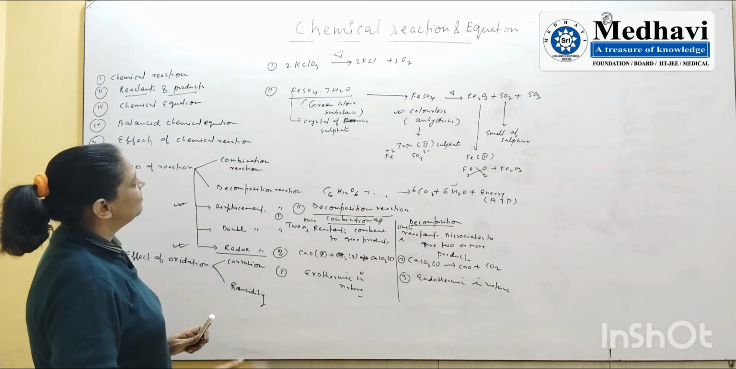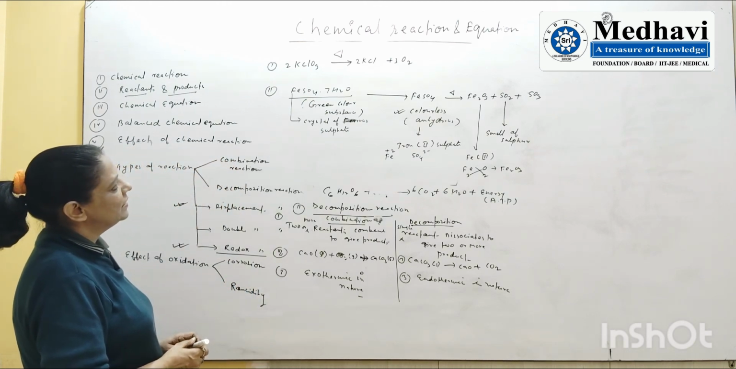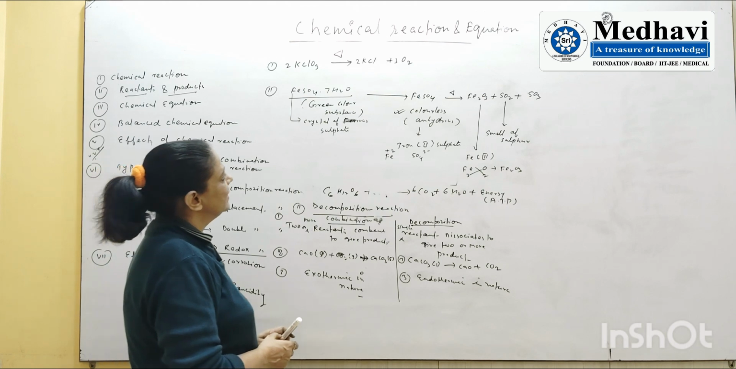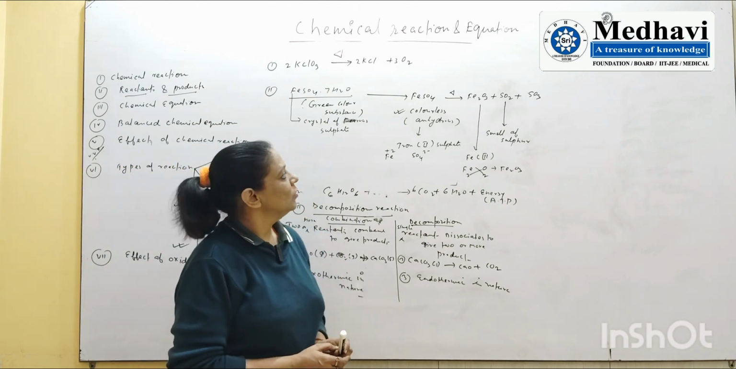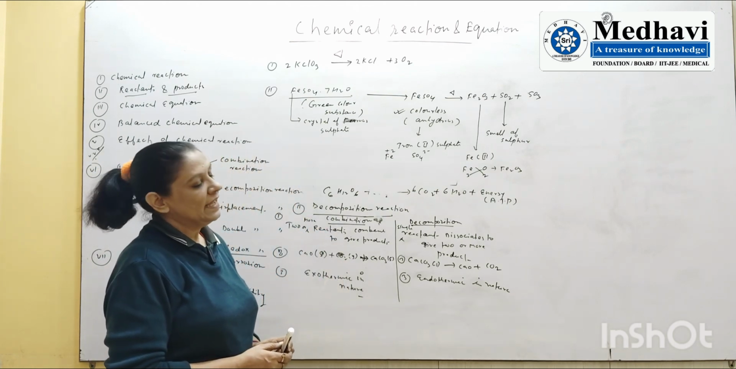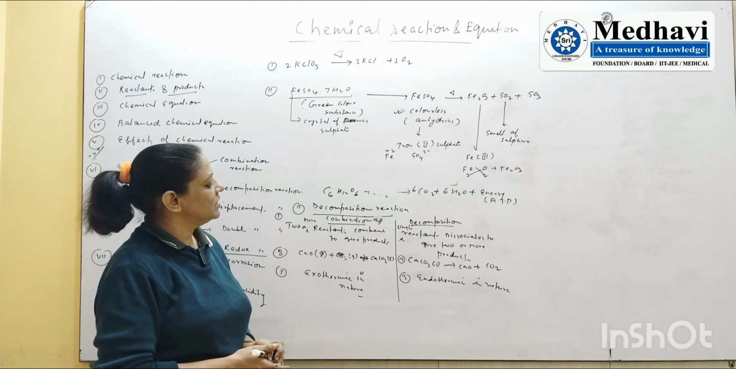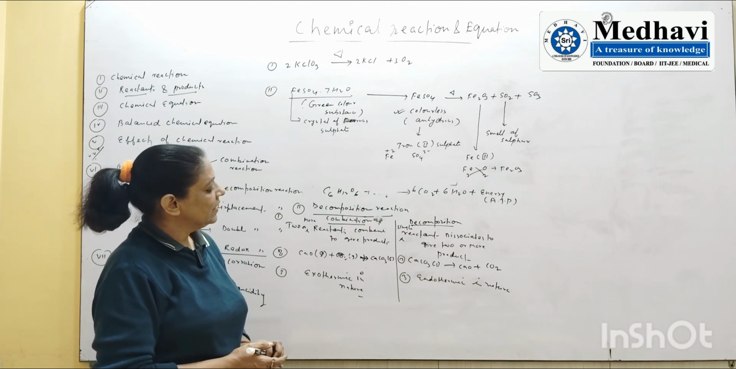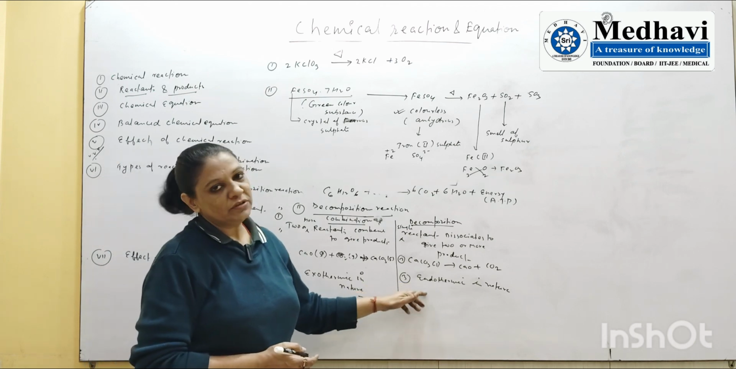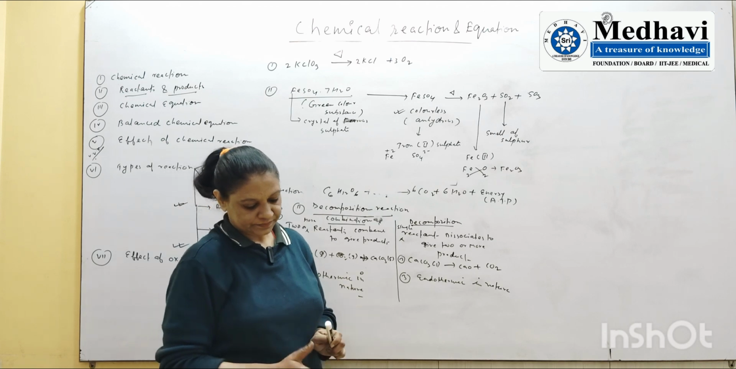So these are the examples of decomposition reaction. In decomposition reaction, the reactant breaks to give two or more than two products. And the second information about decomposition reaction is that it is endothermic in nature.